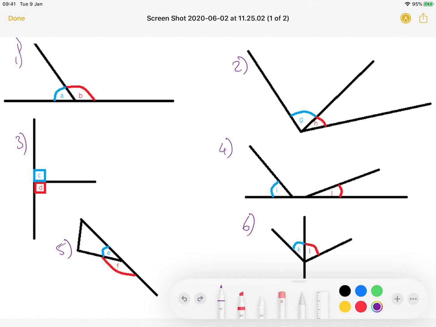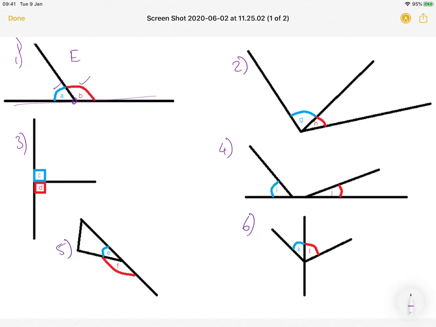So 1, we can see that they are next to each other, they're on a straight line, they're at a point, so that is an example. I'll just put E.